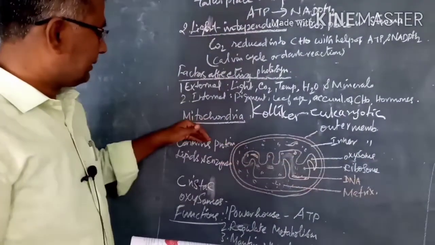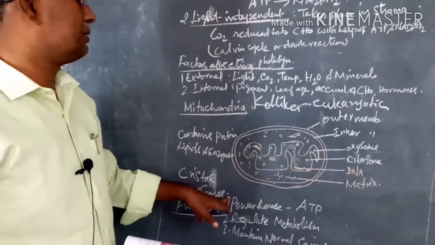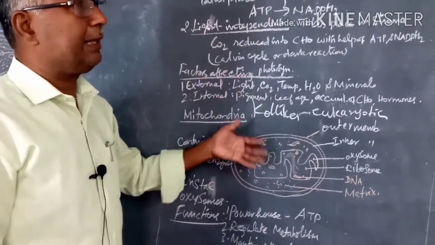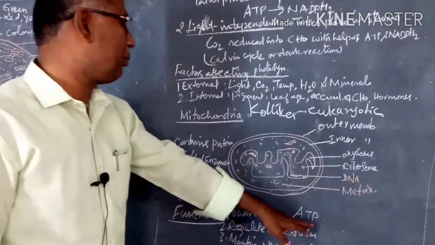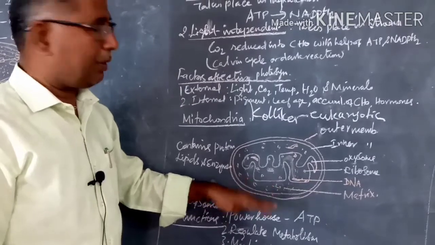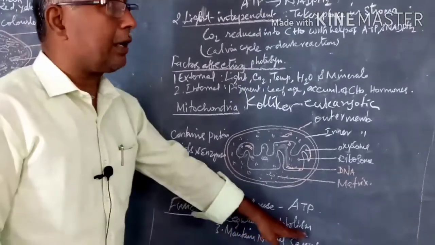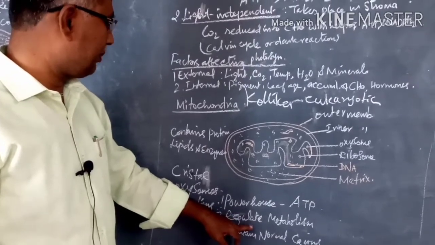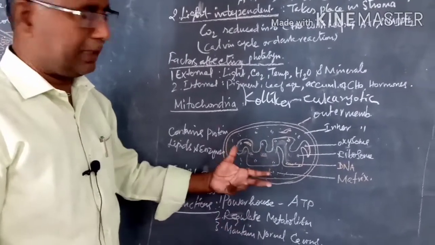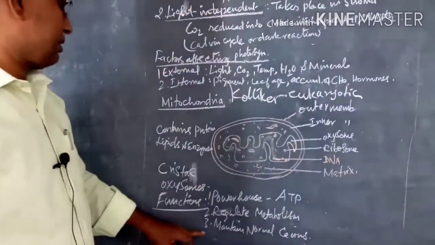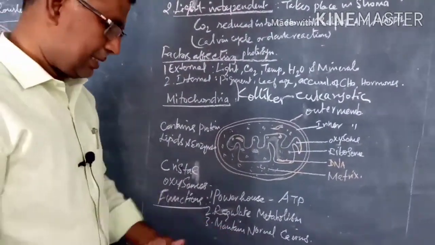Then the functions of mitochondria. It is known as the powerhouse of the cell, because it produces ATP, the energy molecule. That is why we call it the powerhouse of the cell. It regulates the metabolism. Normal cell metabolism is regulated by mitochondria. It also maintains the normal calcium ions.